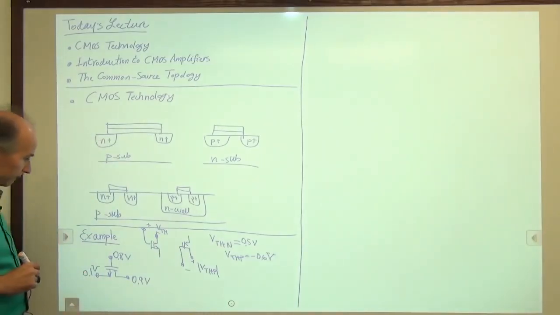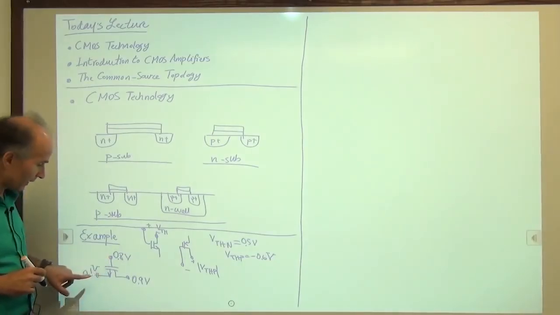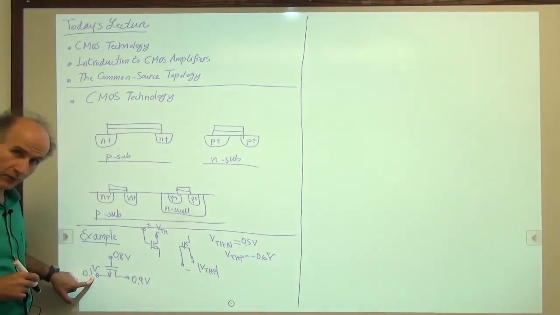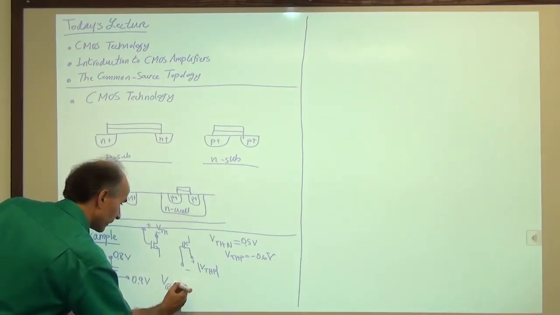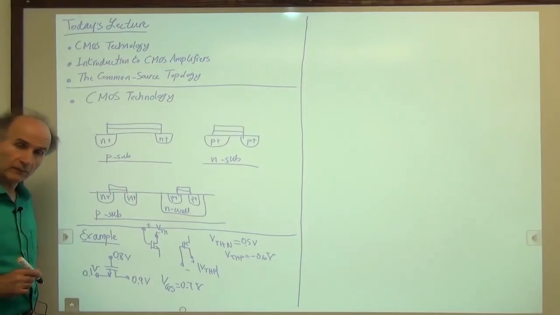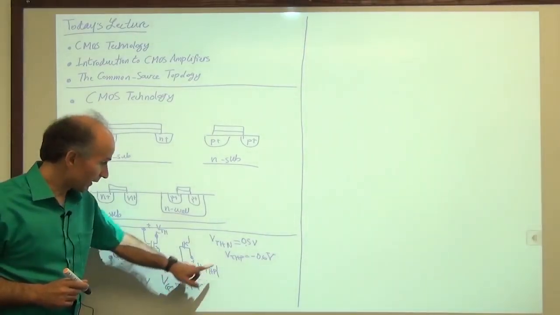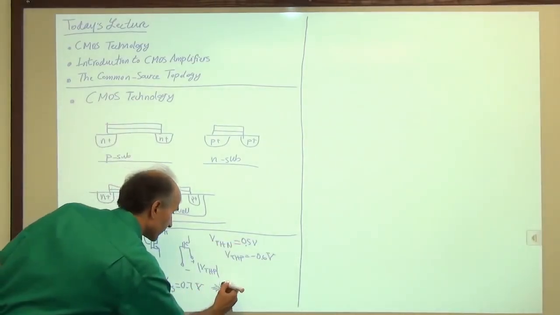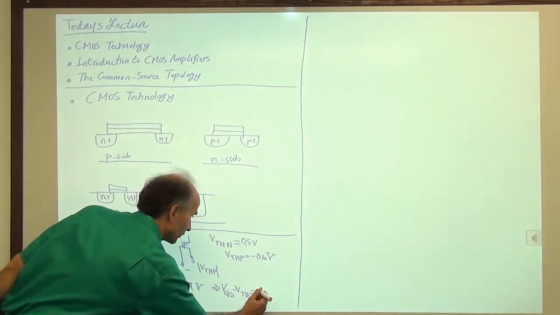Okay, well, what can we say? Well, the gate is at 0.8 and the source is at 0.1. So VGS is 0.7 volts. So we write that before we forget. So VGS equals 0.7 volts. All right, so VGS minus VTH, 0.7 minus 0.5 is 0.2 volts. So the overdrive is 0.2 volts. VGS minus VTH is 0.2 volts.